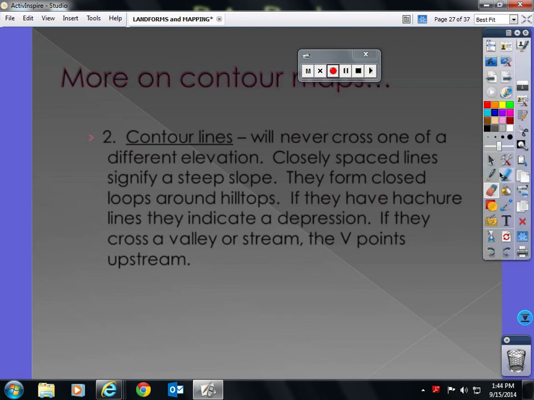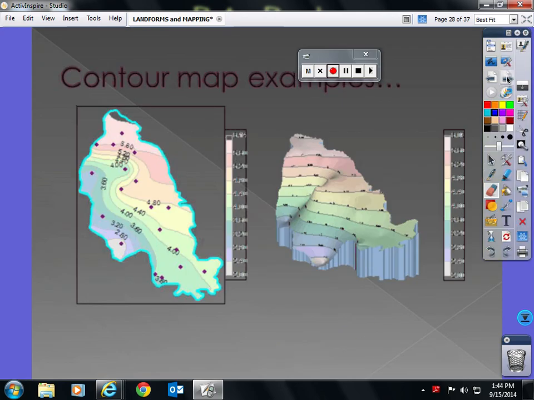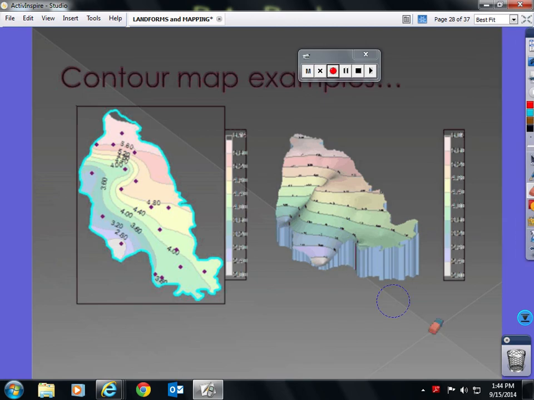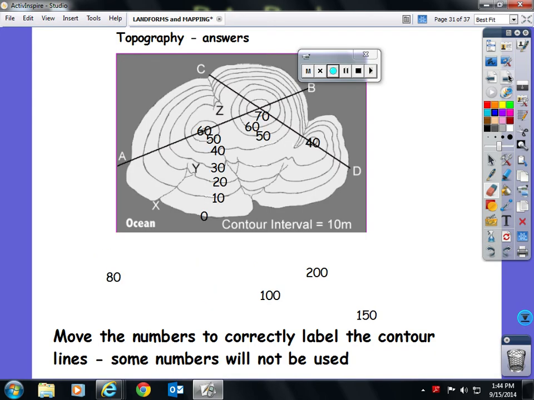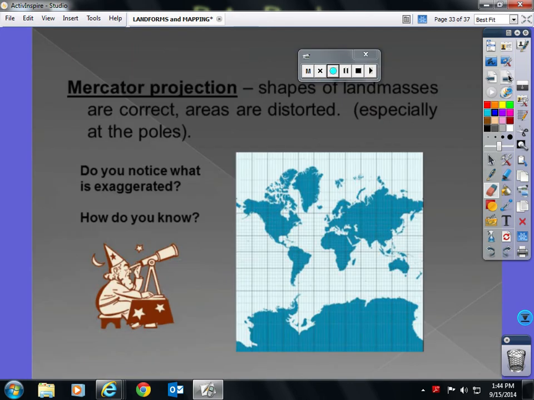Okay, so let's go on. This is a contour map as it's drawn, and this shows you, at least two-dimensionally, that you are moving upwards. Another example, you're going to build one of these in class. We're going to skip these. We will go over them in class.